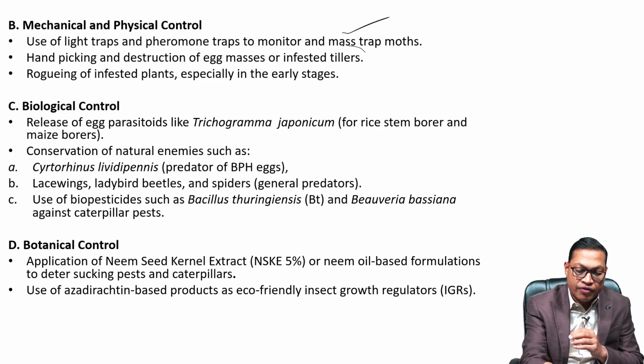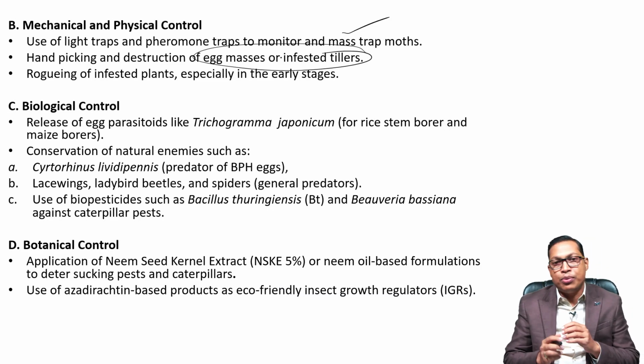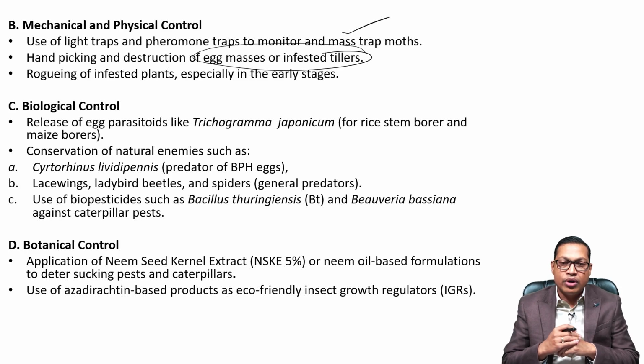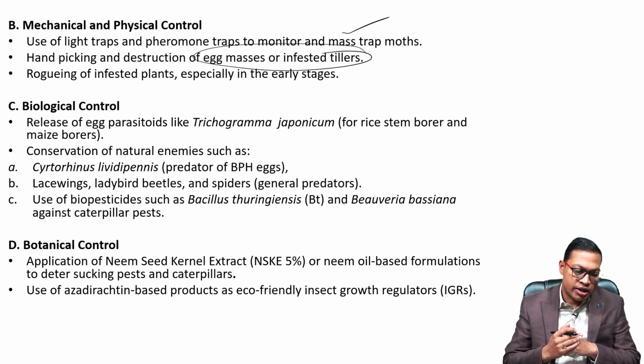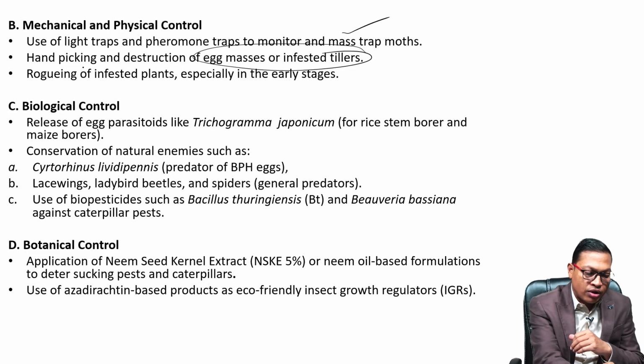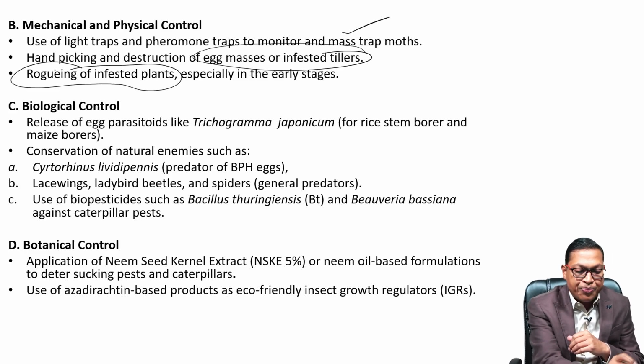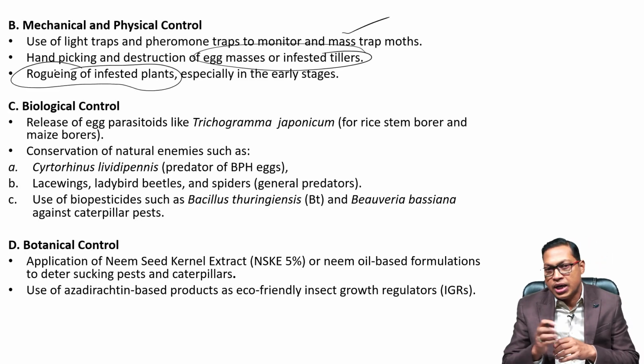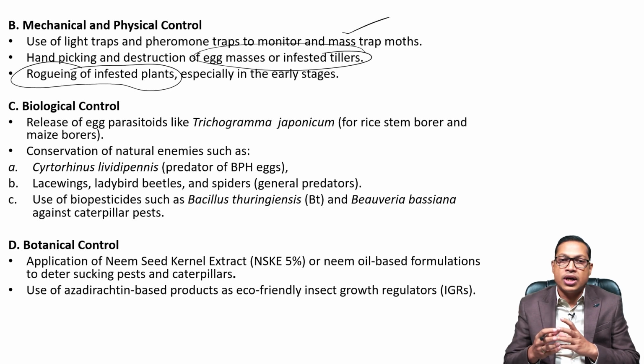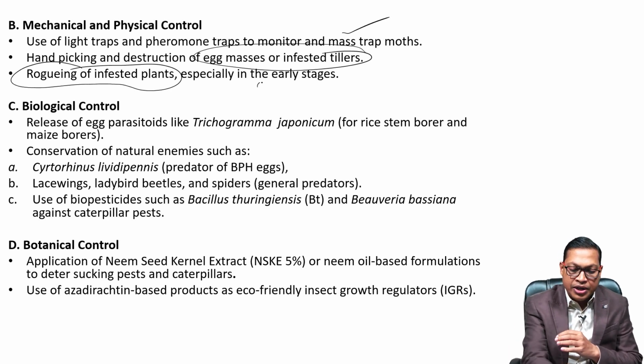Then hand picking and destruction of the egg masses of infested tillers. So, we have to collect those masses of the tillers and then we will go for destruction of those tillers. Then roguing means we have to remove the off-type plants or the volunteer plants which are harboring the insect pests in the early stages.